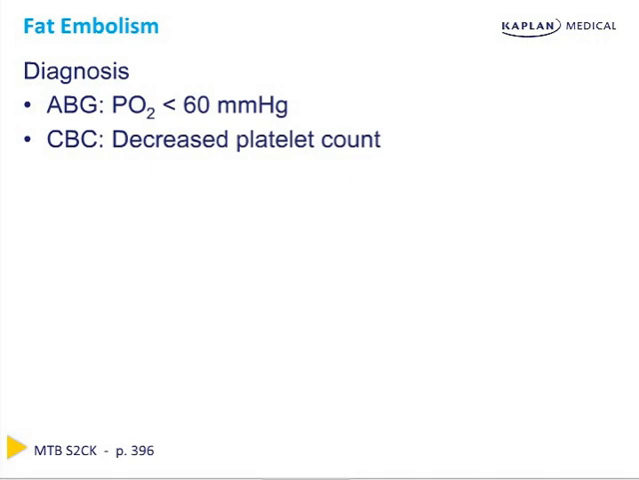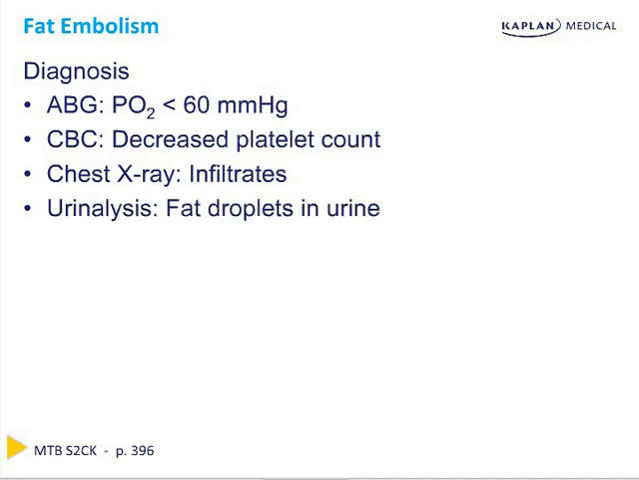The reason the platelet count will be decreased on a CBC is that along with causing vessel occlusion, the fat vessels released from the marrow can also damage the vascular endothelium, uncovering clotting factors and leading to clotting and the consumption of platelets. Chest X-ray will show bilateral pulmonary infiltrates due to damage to the alveoli. And finally, urinalysis may reveal the presence of fat vesicles in the urine, a finding that is virtually pathognomonic for fat embolism syndrome on your exam.